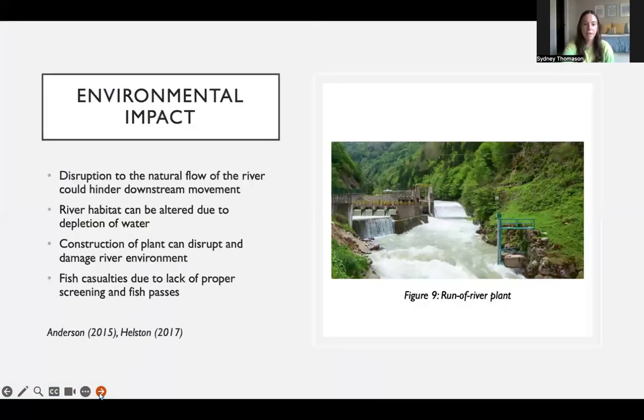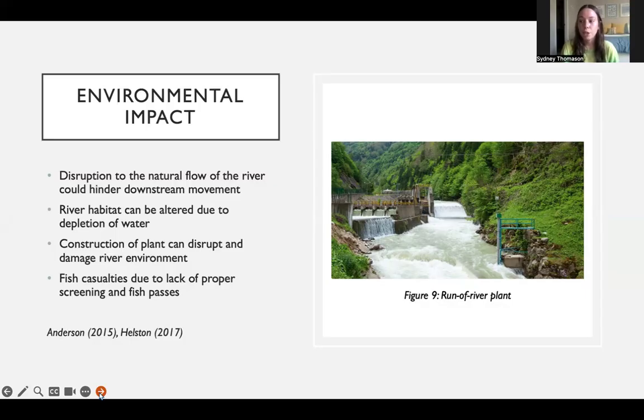The disadvantages of the environmental impact. They require this diversion of water upstream in order to flow the water through the turbine, which can cause a disruption to the natural flow of the river itself, which could then result in a hindrance in the downstream movement of nutrients, sediments, species, and more. This could then change the actual biota of the stream. Additionally, if the flow of the river is not studied prior to construction, the habitat itself could be altered due to excess depletion of water compared to what is normal depletion of water for that river.